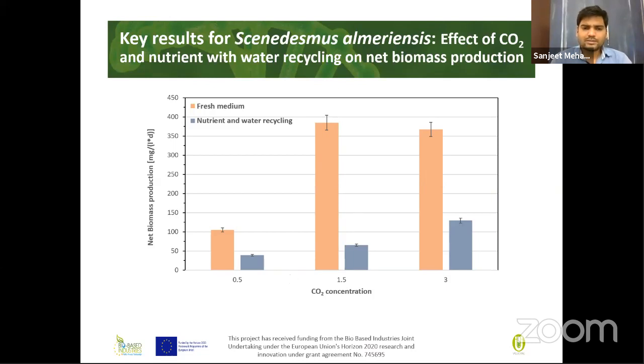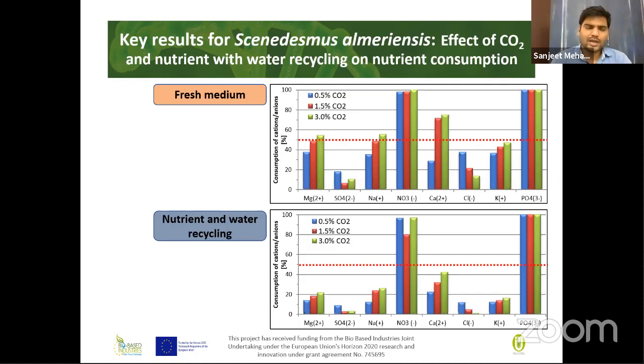Then we assessed the nutrient consumption efficiency using ion chromatography, and we found that with the fresh growth medium, the nutrient consumption efficiency was higher than 50% for most of the nutrients, while with the nutrient recycling approach, it was low, below 50% for most nutrients, because the filtrate contains several toxic compounds and nutrient availability was also inhibited. So that's why the consumption efficiency was low.